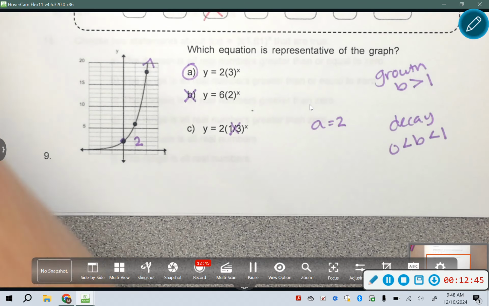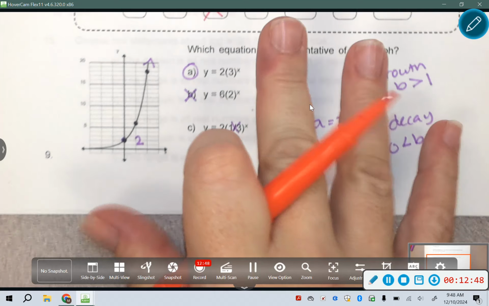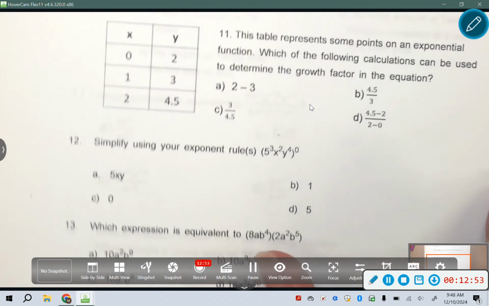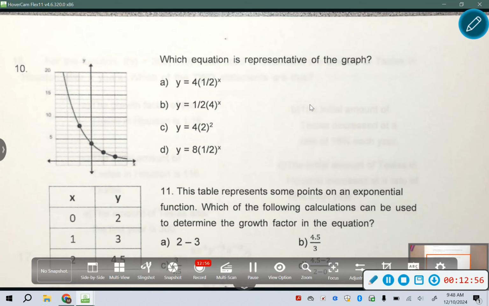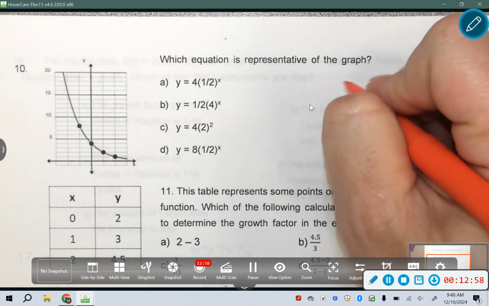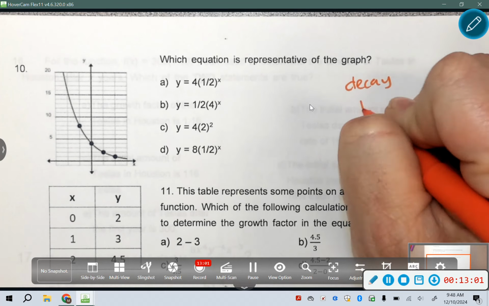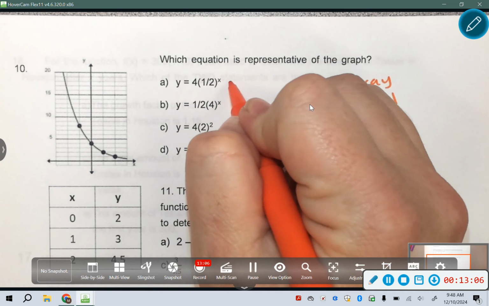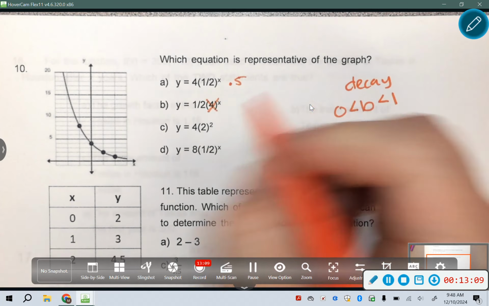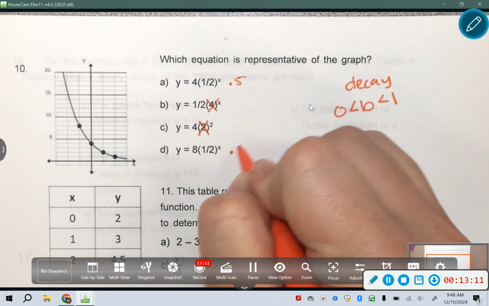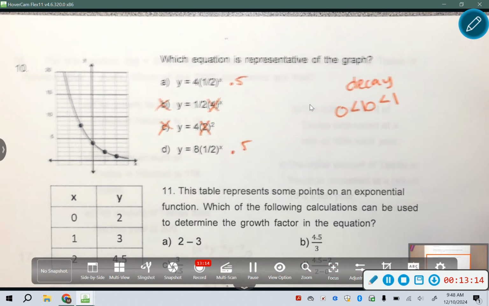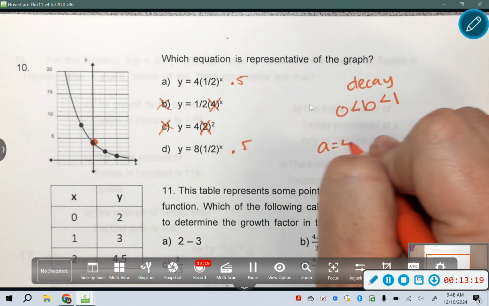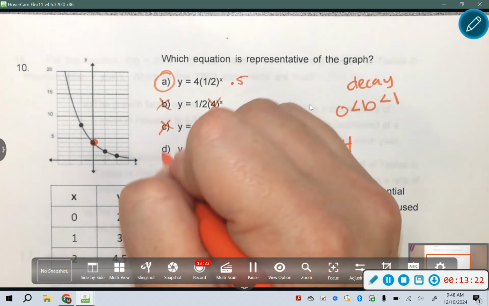Okay. So let's look at number 10. Same concept. Now this time is decay. So remember, during decay, B has to be between 0 and 1. So let's start there. 1/2 is 0.5. 4 is not between 0 and 1. 2 is not between 0 and 1. 1/2 is 0.5. So we're between A and D. And my starting point is right here, which is at 1, 2, 3, 4. So A is 4. So A is my answer.